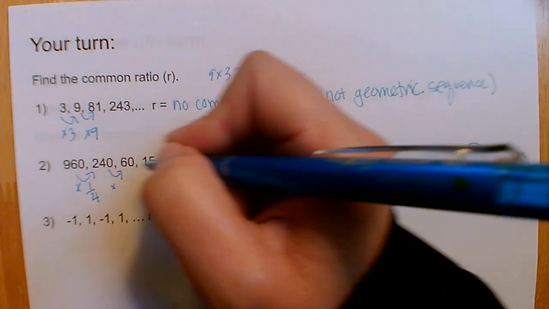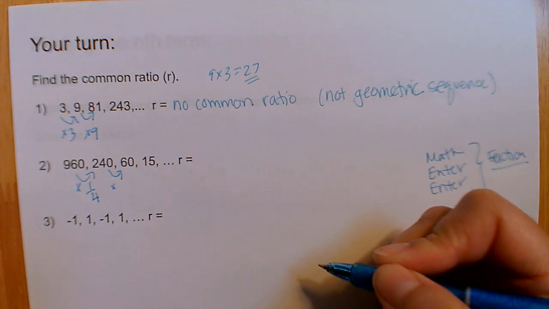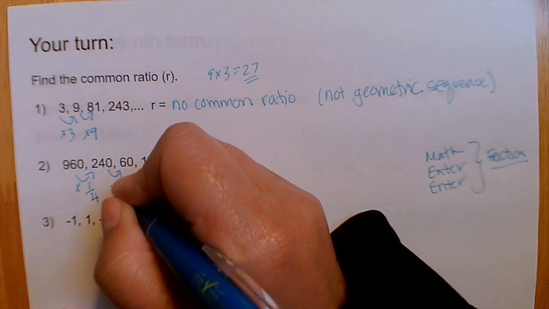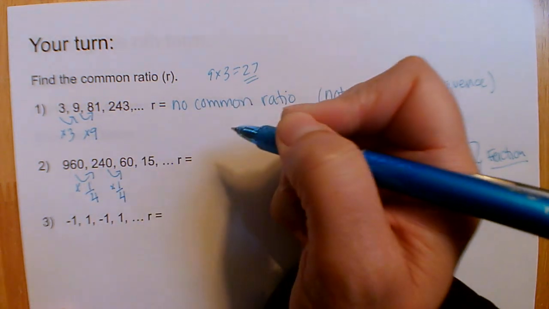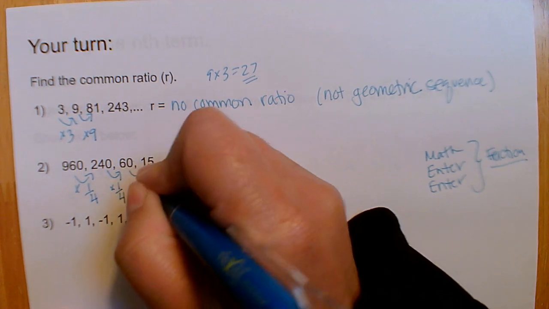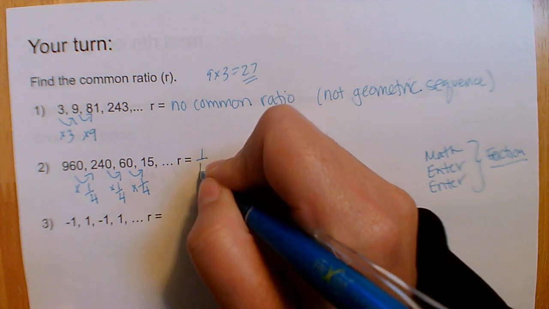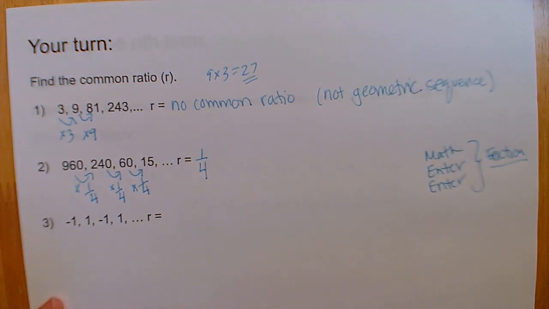So what we're really doing here is we're dividing by 4. Times 1/4 is the same thing as dividing by 4. So 240 divided by 4, or times 1/4, does give us a 60. 60 divided by 4, or times 1/4, does give us a 15. So this, in fact, really does work.